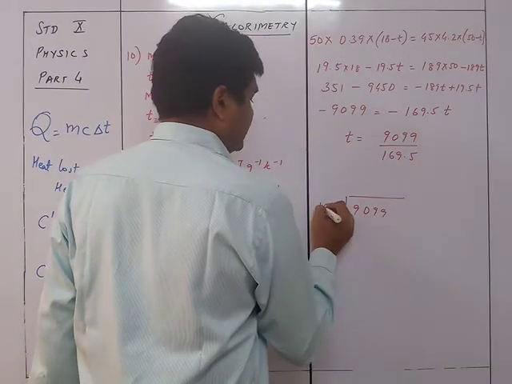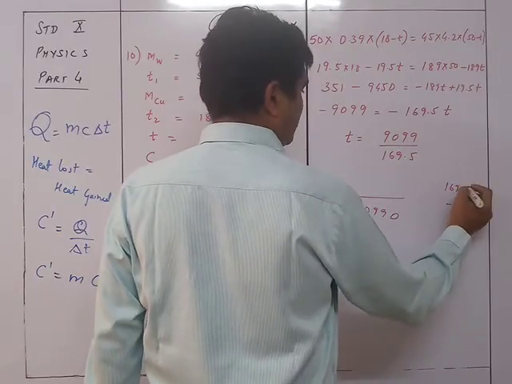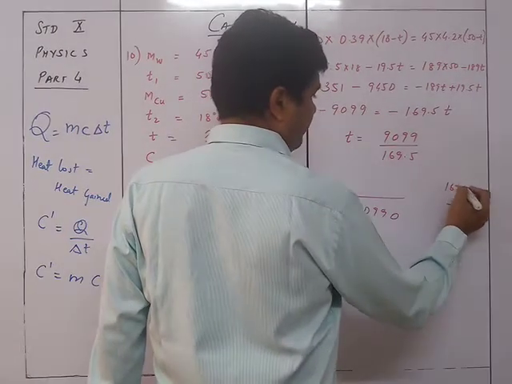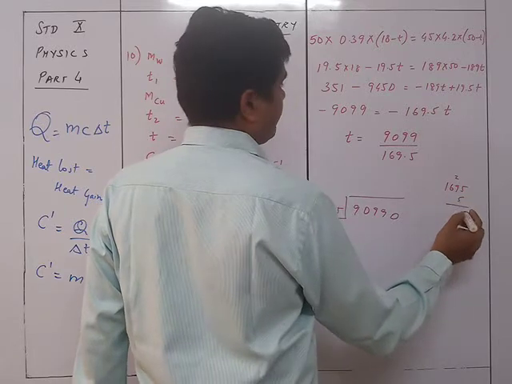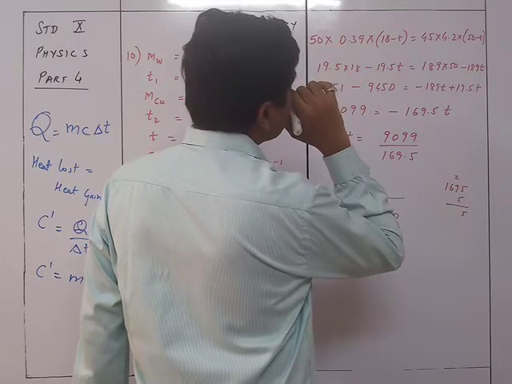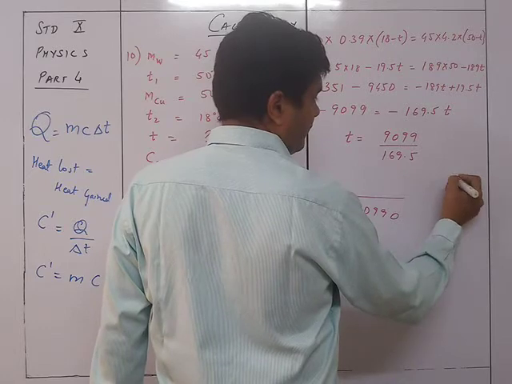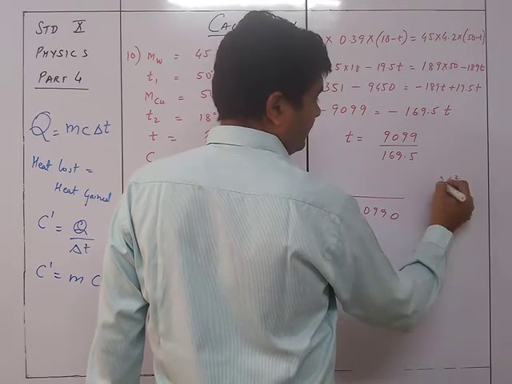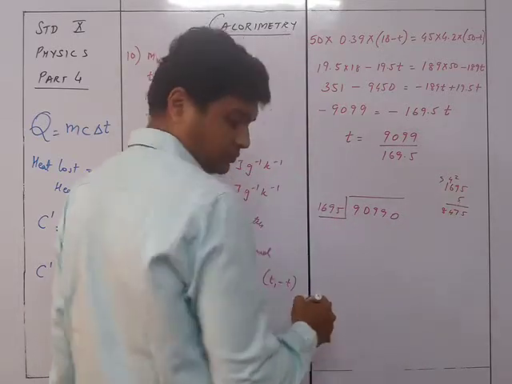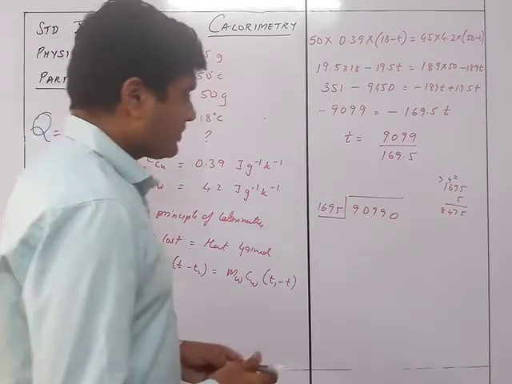9099 upon 16950, so that will be 1695 and 4 is the, so 5 is the 25. So that will be 8, sir. Let me check it up.